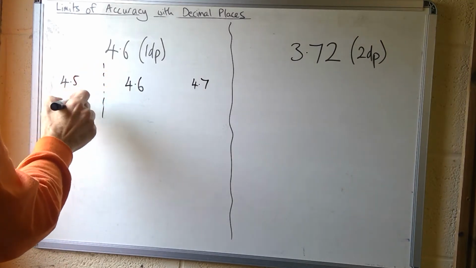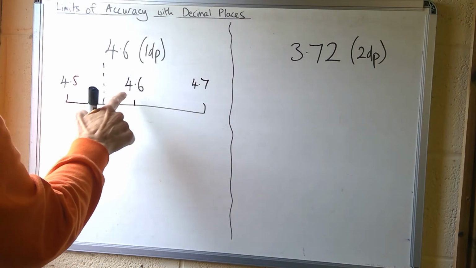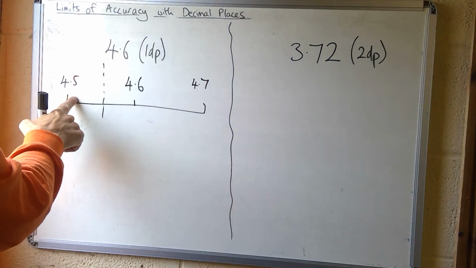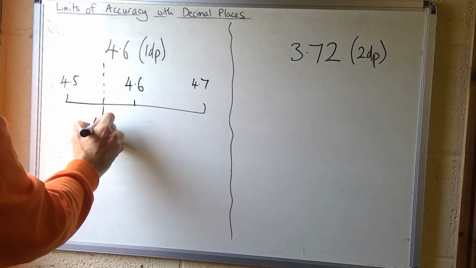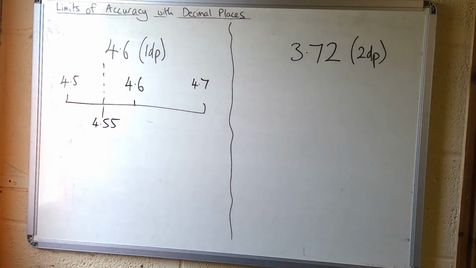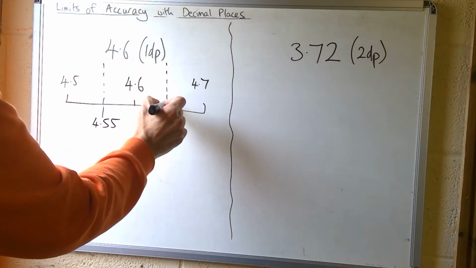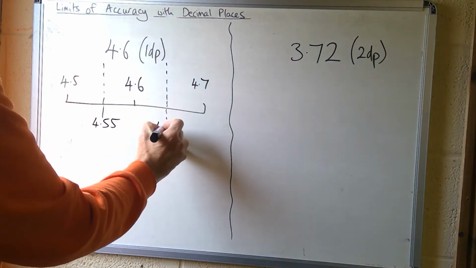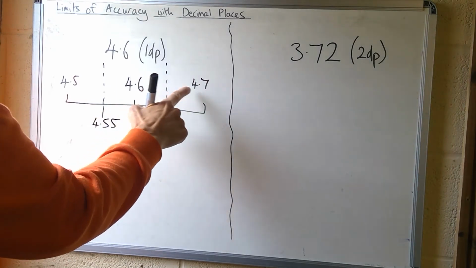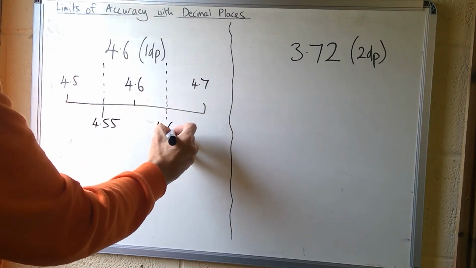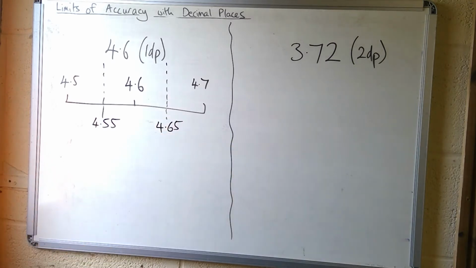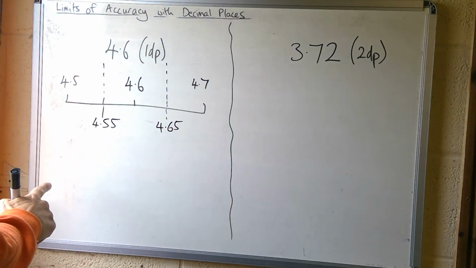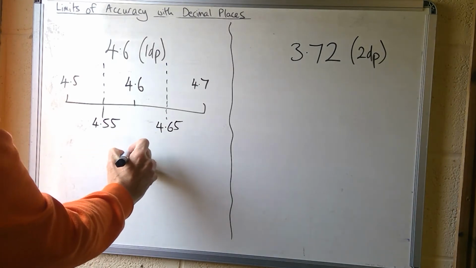Halfway between, it would round to 4.6 and stop rounding to 4.5. That would be at 4.55. Halfway between 4.6 and 4.7, it would stop rounding to 4.6 and start rounding to 4.7. That would be 4.65. We can use inequality signs as previously to show this in a really nice way.